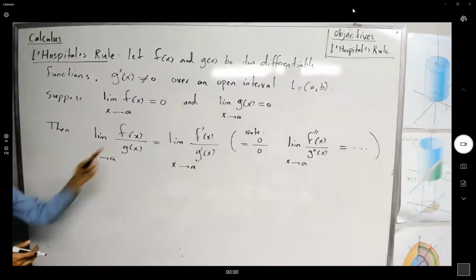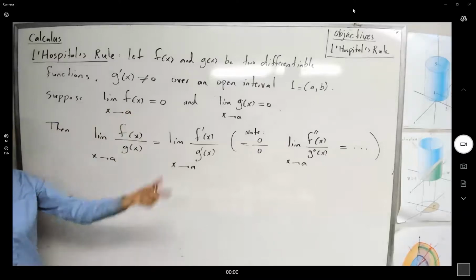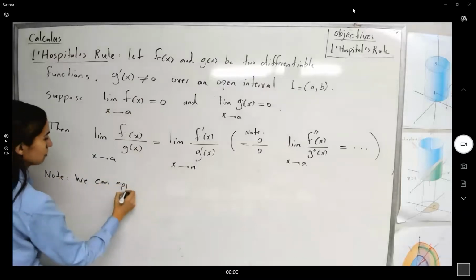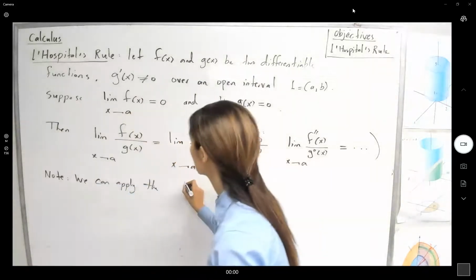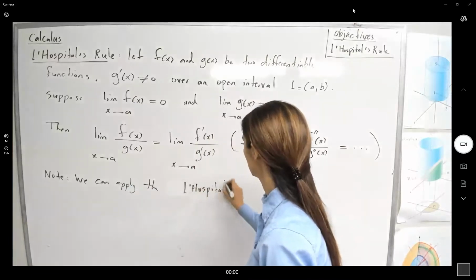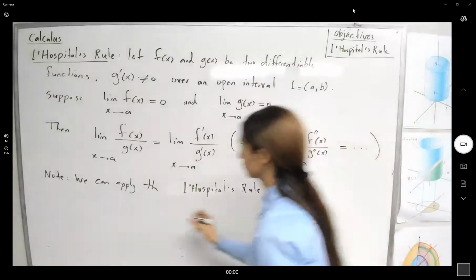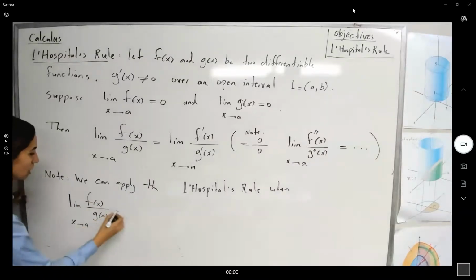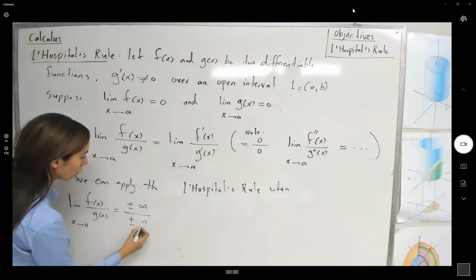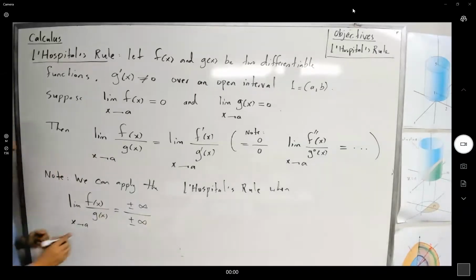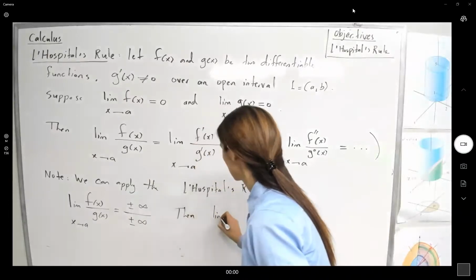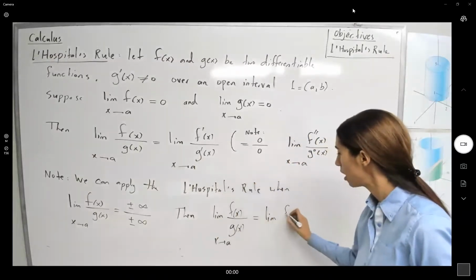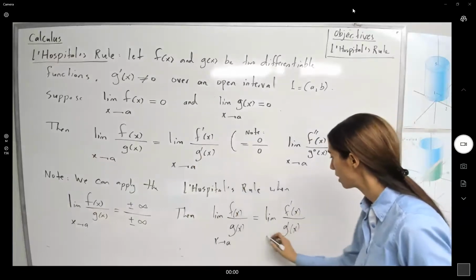Well, we have another case if it's 0 over 0, or if it's infinity over infinity. Note that we can apply L'Hôpital's rule when the limit of f of x over g of x as x approaches a is equal to positive or negative infinity over positive or negative infinity as well. It means that the limit of f of x over g of x as x approaches a is equivalent to the limit of f prime of x over g prime of x as x approaches a.